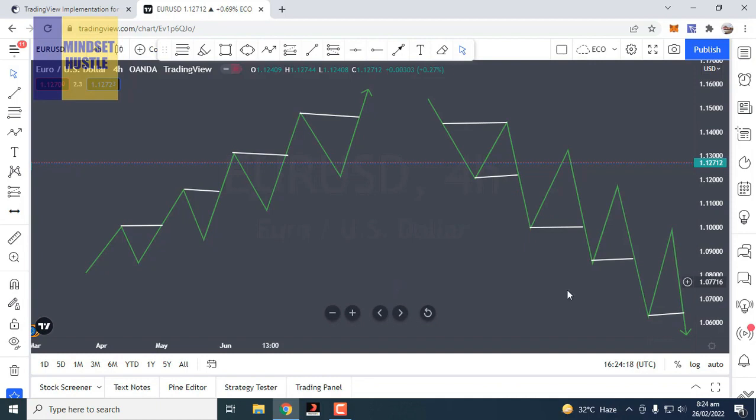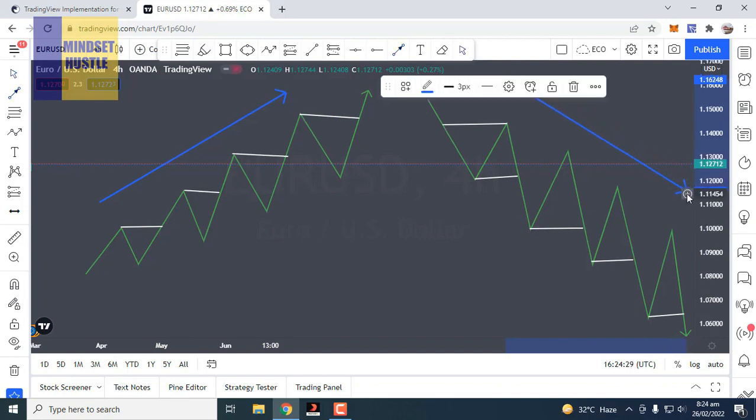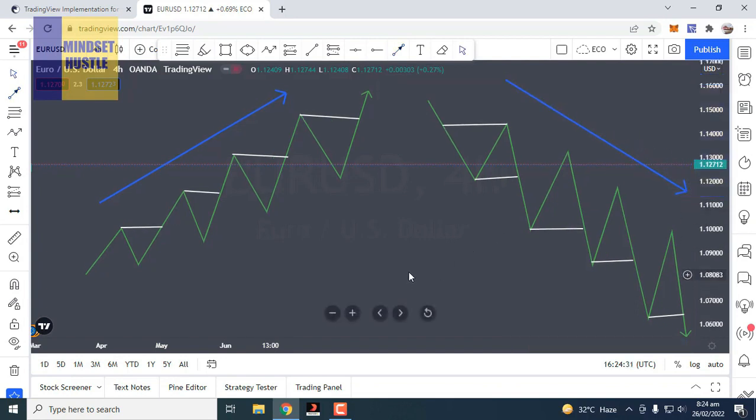Alright, so here we are in an uptrend, and we are in a downtrend over here because we are moving downwards. Okay guys, as I said, in a downtrend we break the lows, and the highs are intact. Why do I say they are intact? Because we are not breaking them.